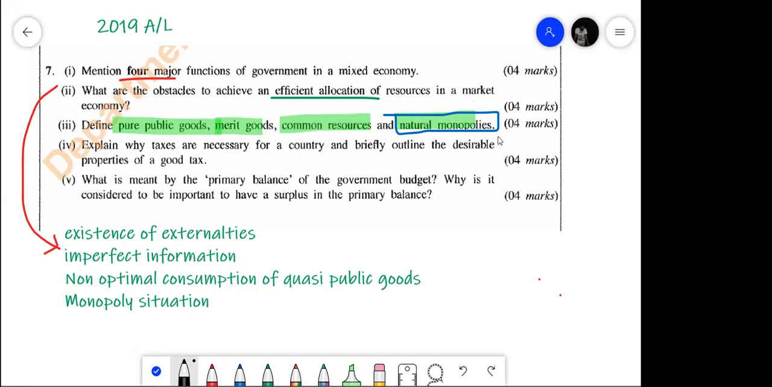You can take the electricity board also. You can take it as an example. No problem. Okay.